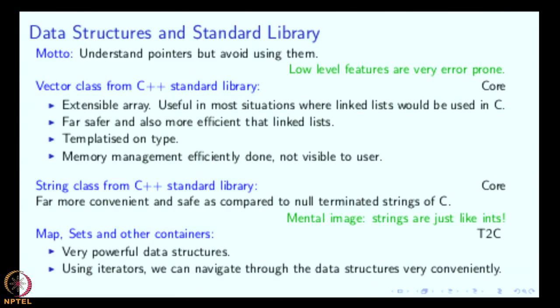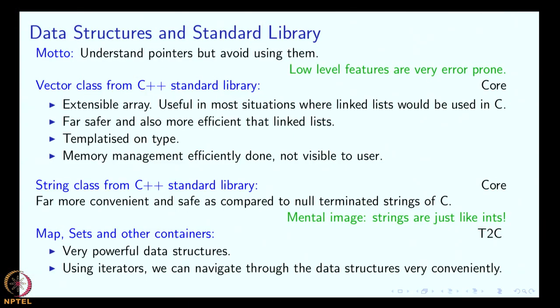Maps, sets and containers are other powerful data structures from the standard library, but those are tier 2 core. And they are actually very powerful. They have this notion of iterators, which enable you to navigate through data structures very conveniently. All of these are discussed in chapter 22 of our textbook.